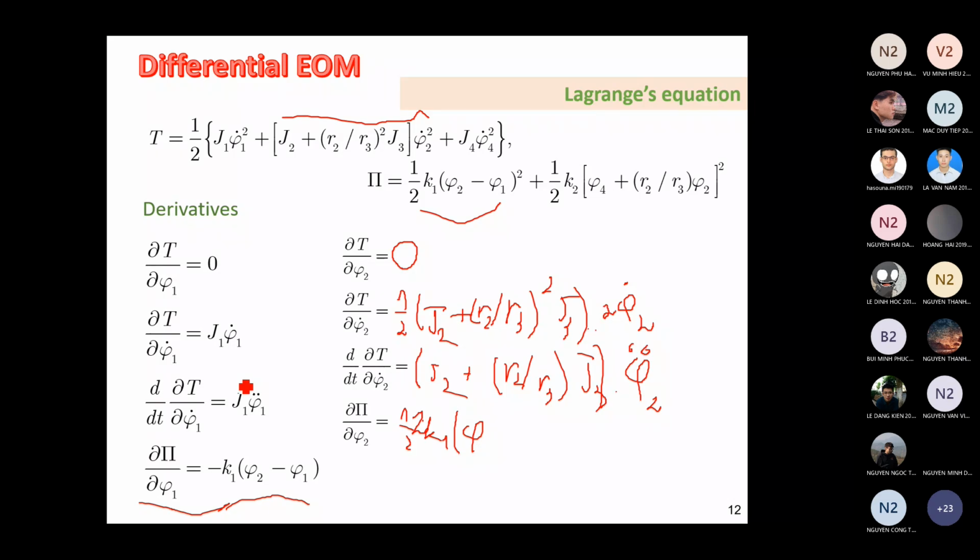Em cô, bởi vì đây là đạo hàm riêng của phi 2 trên phi 1. Cái gì? Em đọc cho cô cái biểu thức pi xem nào. Pi bằng 1/2 K1 nhân với phi 2 trừ phi 1 bình, cộng 1/2 K2 nhân với phi 4 cộng với R2 trừ R3 nhân với phi 2 bình. Rồi đạo hàm theo phi 1.